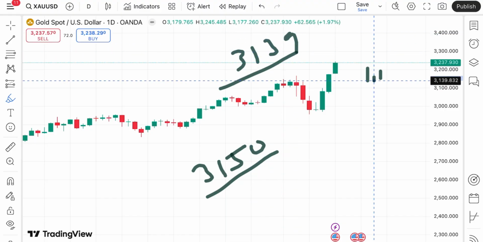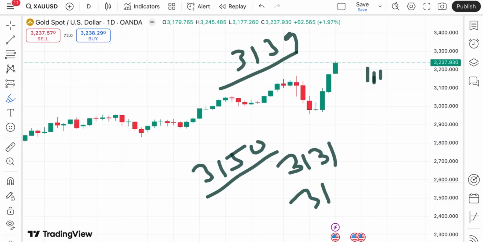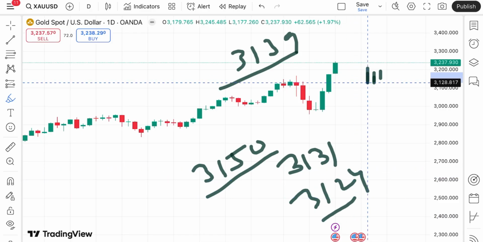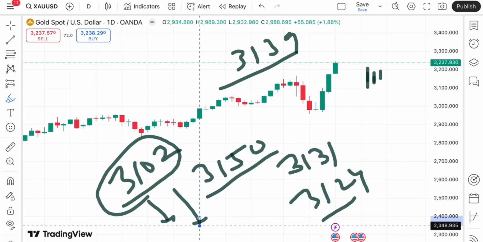Okay, suppose if the price falls below that particular level, chance of, after 3150, we can see a level of 3146 to a level of 3137, and then 3130. Suppose if the price falls below that particular level, chance of touching a level of 3131 we can see, then to a level of 3124, and once the price falls below this level, a probability of touching 3102 will be there, and if that sustains, a further fall will be there.